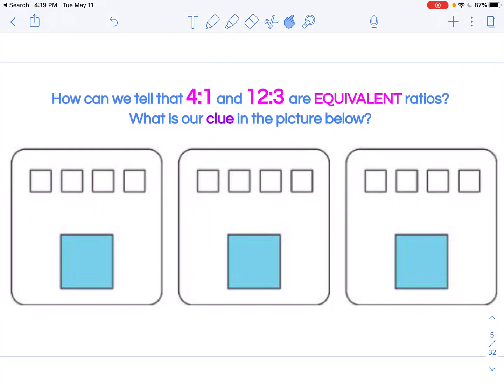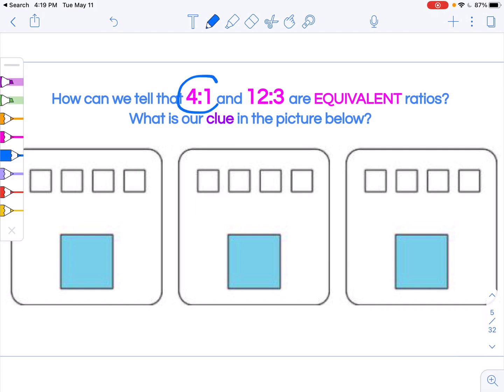Using this ratio diagram, how can we tell that 4 to 1 and 12 to 3 are equivalent ratios? What is our clue in the picture below? We talked about the word equivalent meaning the same. It's not that it's exactly the same amount of powder. It's not that it's exactly the same amount of water. What's the same in this problem was that they all tasted the same.